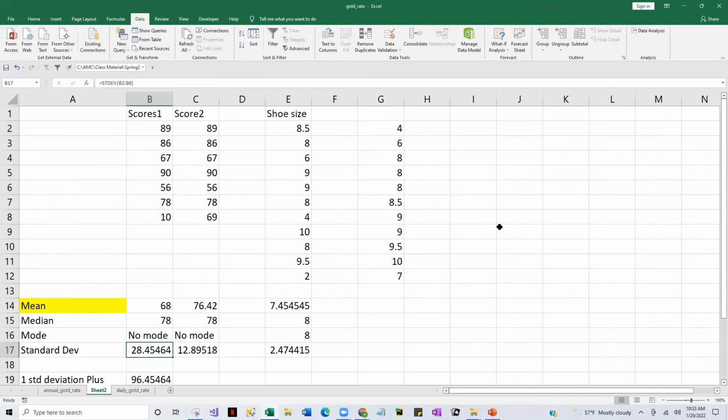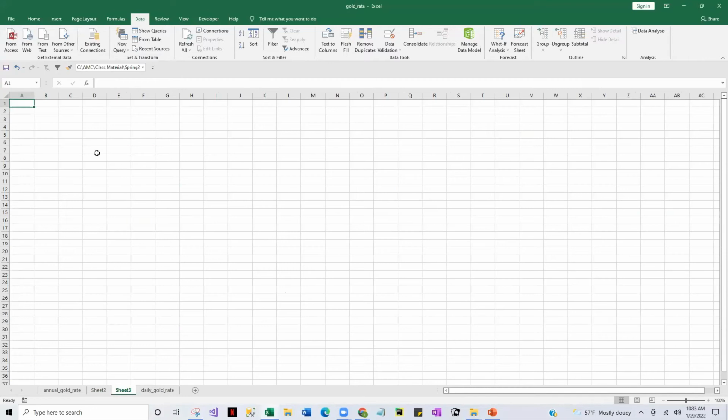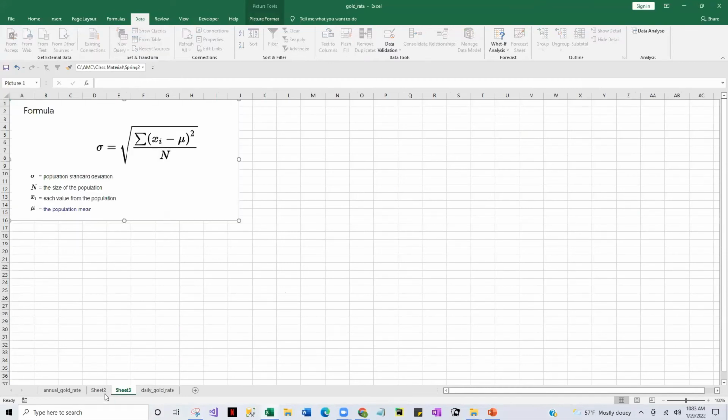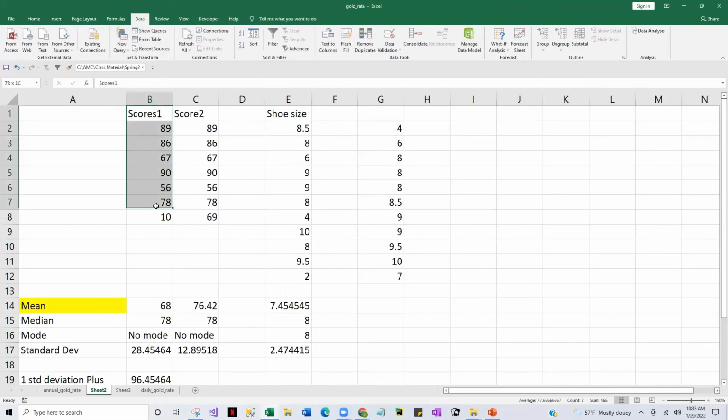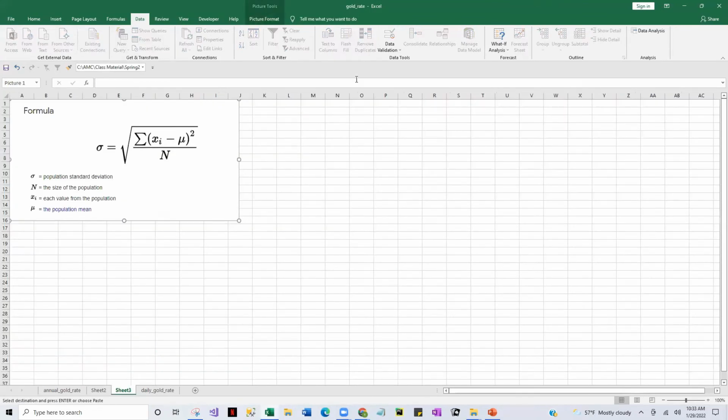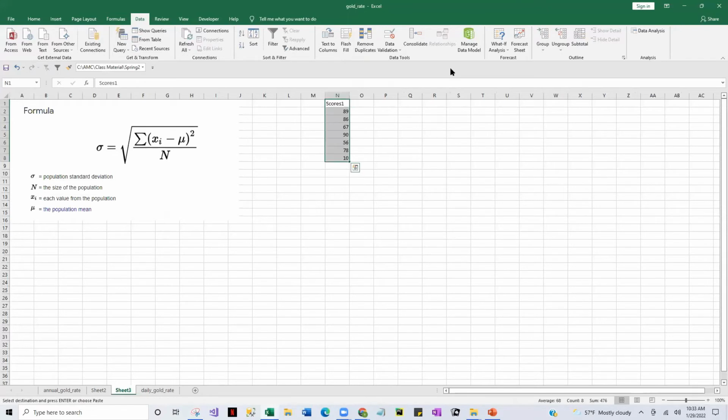What we need is this one, right? So let's do this here. So this is the formula. And let's go for this score. We are finding standard deviation for the score, right? So what I'm going to do is I'm going to do it here. So this is the score.